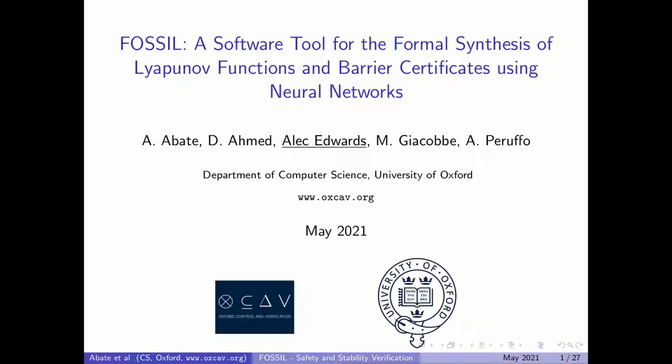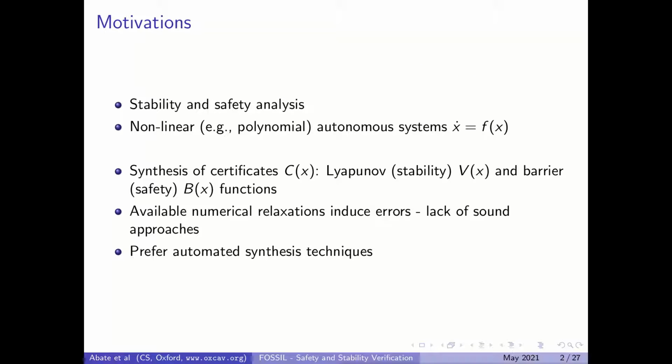Fossil is a software tool for the formal synthesis of Lyapunov functions and barrier certificates using neural networks. This is some work by myself and my co-authors from the Oxford Control and Verification Group within the Department of Computer Science at the University of Oxford. I'm going to jump straight in with the motivations behind this work.